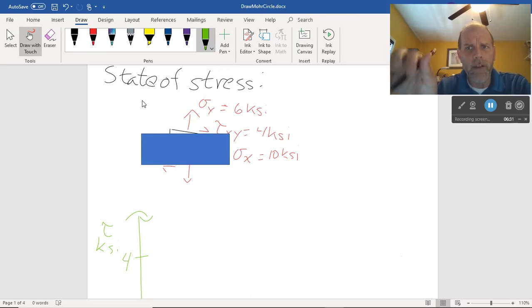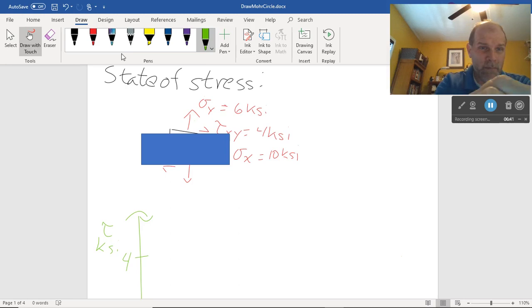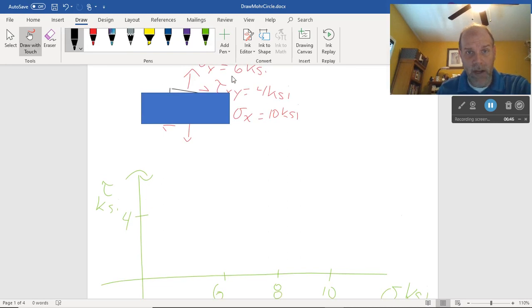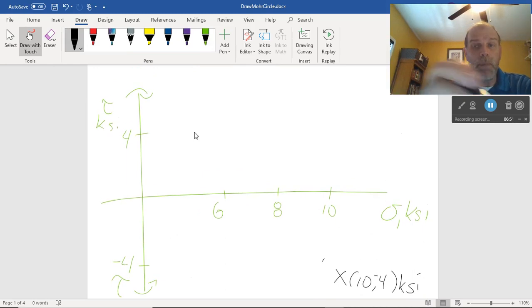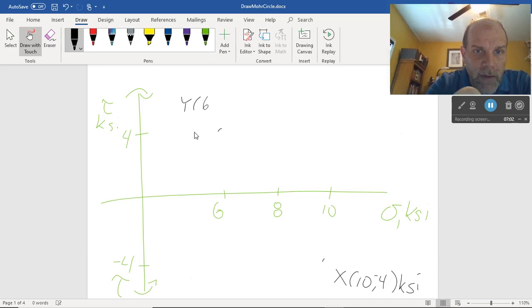And sure enough, that y couple is going clockwise. I knew it had to because it has to be equal and opposite. Otherwise, that stress block would have been spinning. We know it isn't. Otherwise, it's not in equilibrium, right? We know we have equilibrium. So what I can say then is my y point at 6 ksi for a normal stress is going to get 4 ksi above the sigma axis, if you will, because that's where I have the counterclockwise couple living. I put my y point here. Y lives at 6, 4 ksi.